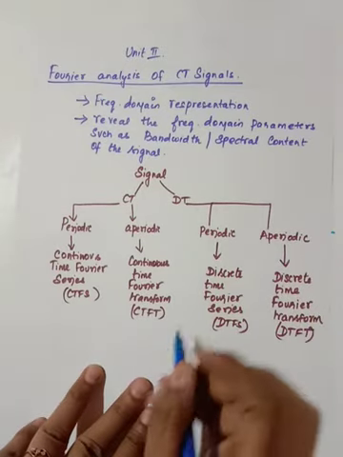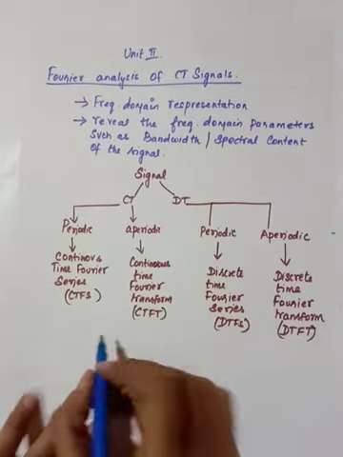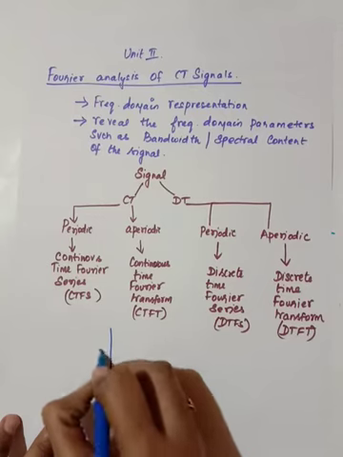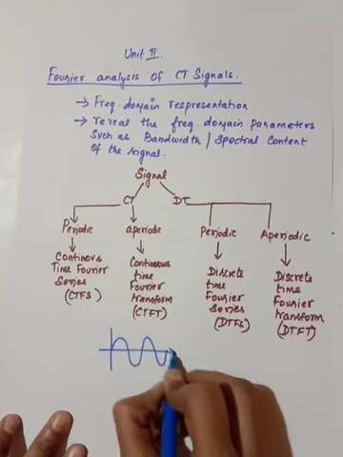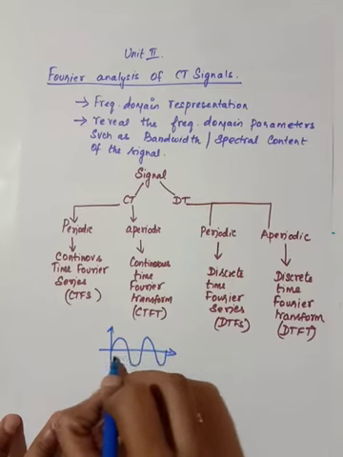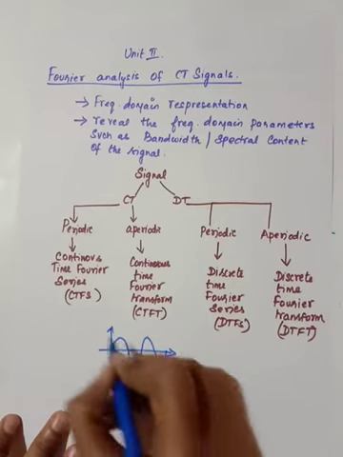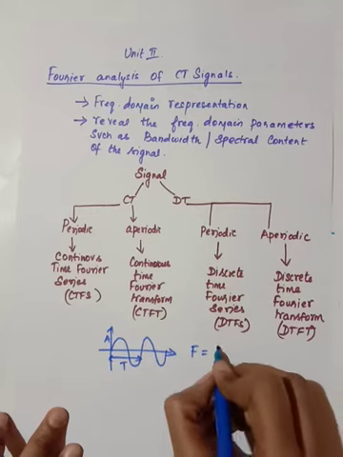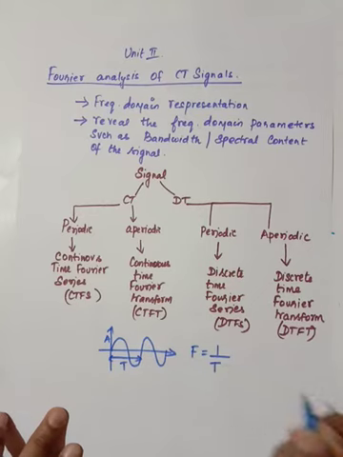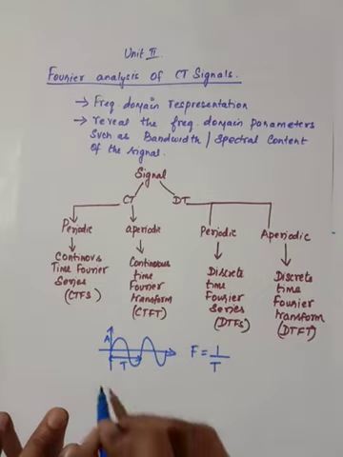For example, consider a signal like this. Here, this is the time period T, and it has an amplitude A. I need to find the frequency component present in the signal. I can easily find it from the one cycle time period: 1 by T gives the frequency component present in the signal.